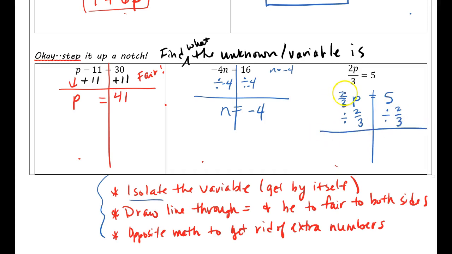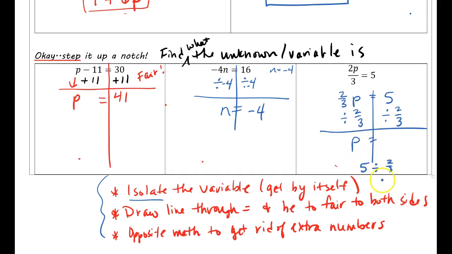So what happens when you have 2/3 divided by 2/3? Well, a number divided by itself is 1. So this is 1p. We're going to recopy that p. And then on this side, this is where it's tricky for people. I really have to figure out, how do I do 5 divided by 2/3? So I'm actually going to come down here and work on that, okay, and then we'll put our answer back up here. So we're trying to do 5 divided by 2/3.